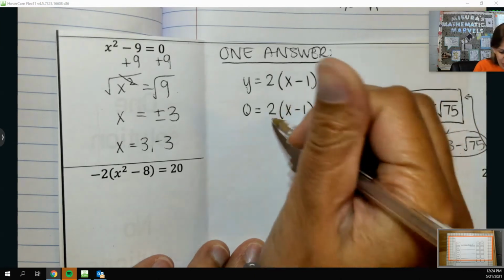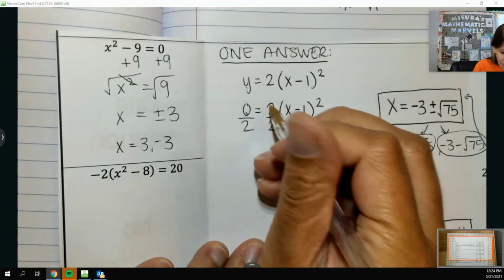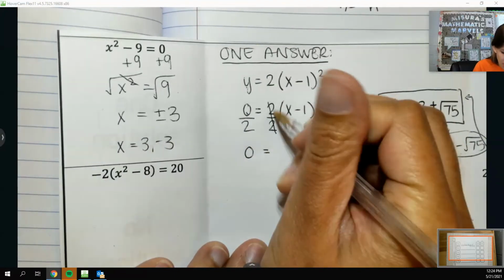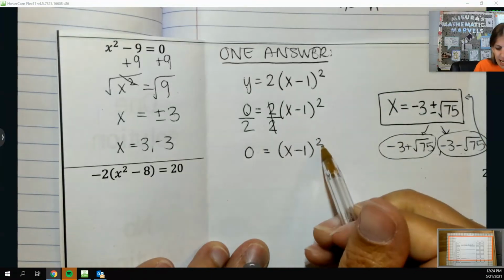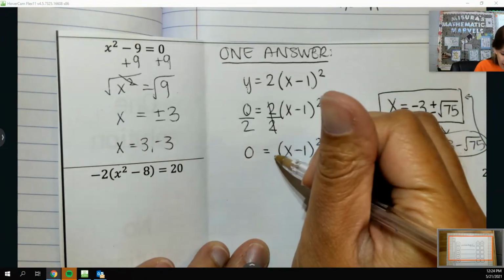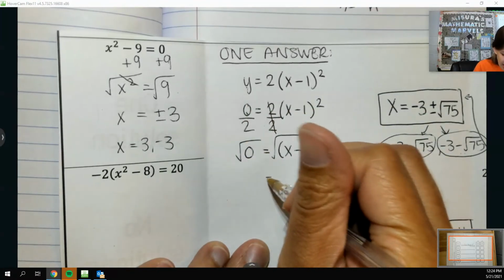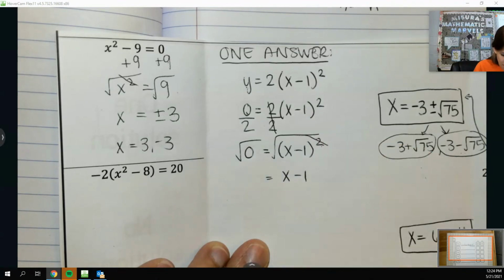I do have an a value though, so I need to divide the 2 away on both sides. And 0 divided by 2 is 0. 2 divided by 2 is 1, so that's gone. Then I need to get rid of the squared, so we square root it. And so on this side, our square root and square cancel each other. We have x minus 1.